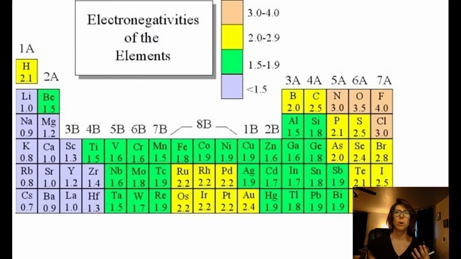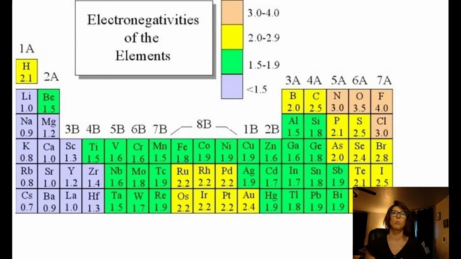So how do you know if two elements will form a polar or a nonpolar covalent bond? How can you know whether they will share their electrons equally or unequally? Well, to figure it out, you'll actually need an electronegativity chart. So what is electronegativity? It's the strength of attraction to electrons. So the more electronegativity an element has, the stronger its attraction for electrons. Less electronegativity, weaker attraction for electrons.